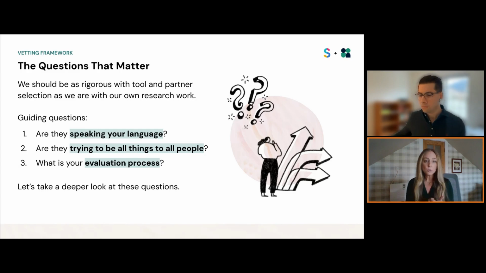So, first one is, are they speaking your language? We'll talk about what that really means and what that meant to us, at least when we were going through that process. The second is looking at it and seeing, are they trying to be all things to all people, or is there a pursuit of excellence in a certain space and a certain function? And the third is the inward facing one, which is, what is your evaluation process? Thinking through the different components of that allows you to not just go off of vibes, but really critically assess to see if the fit is there.